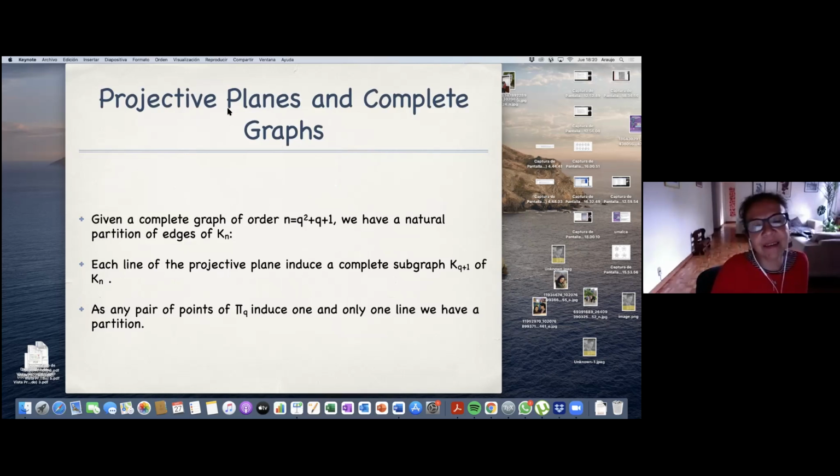Now, there exists a bijection between projective planes and complete graphs, and the bijection is very nice. Given a complete graph whose order is exactly the number of points of the projective plane, we have a natural partition of the edges of the complete graph. Each line of the projective plane induces a complete subgraph of the graph. And as any pair of points induces a line, any edge of the complete graph lives in only one line, or in one complete subgraph.